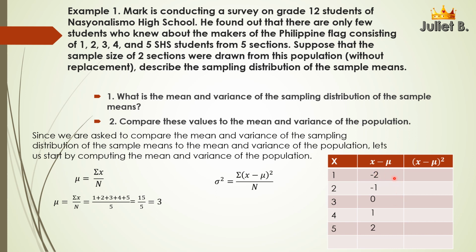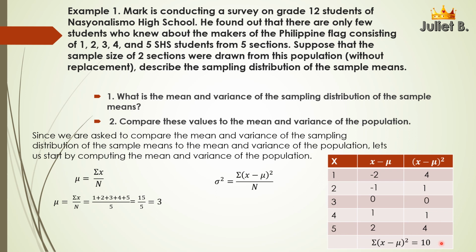Next step is to square what we obtained from this column. So we have x minus mean, squared. Negative 2 times negative 2 is 4. Negative 1 times negative 1 is 1. 0 times 0 is 0. 1 times 1 is 1. And 2 times 2 is equal to 4. Then, after that, we just have to add the x minus mean squared values.